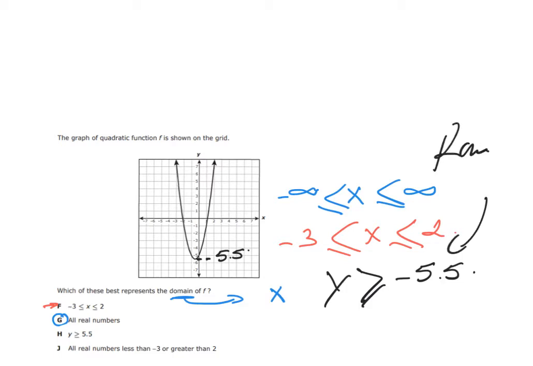Again, when they ask you about the domain, you look for x. When they ask you about the range, you look for y. In this question, they ask us about the domain. We're going to look for x, and the answer is going to be G, which starts from negative infinity all the way to positive infinity.